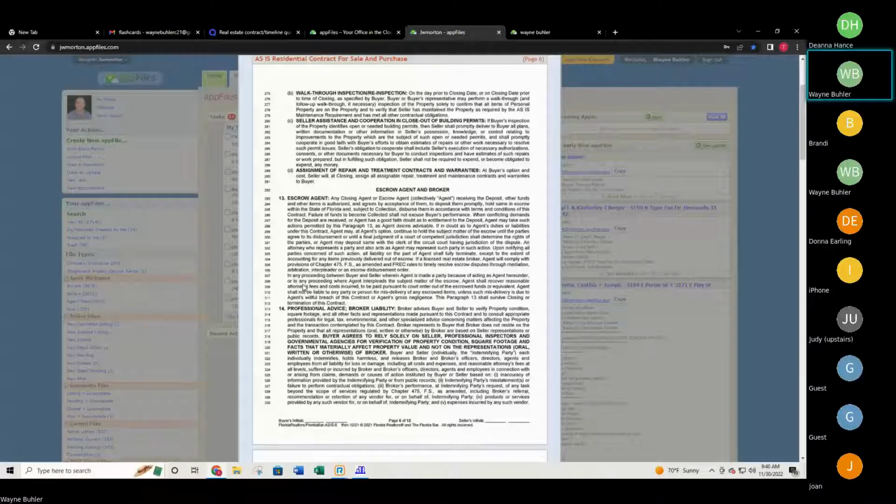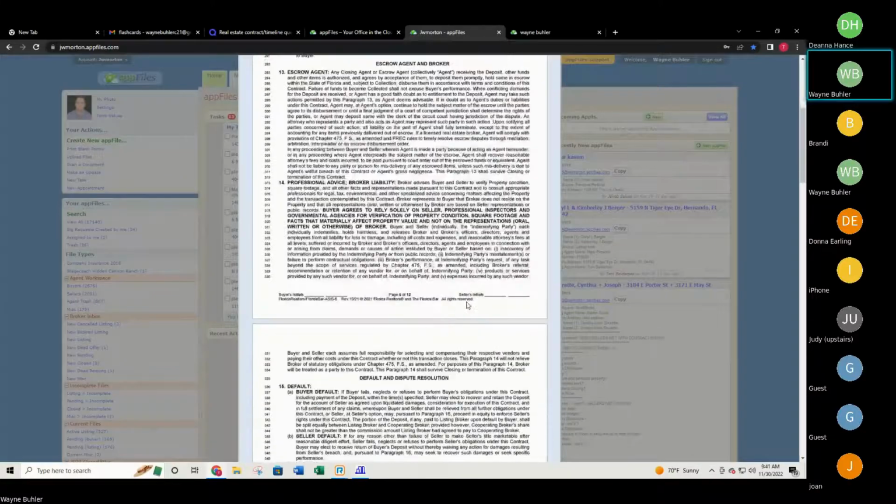Yeah. So in any proceeding between buyer and seller where an agent is made a party because of acting as an agent hereunder, or in any proceeding where agent interpleads the subject matter of the escrow, agent shall recover reasonable attorney's fees and costs incurred to be paid pursuant to court order out of the escrowed funds or equivalent. Agent shall not be liable to any party or person for misdelivery of escrowed items unless such misdelivery is due to agent's willful breach of the contract. That survives closing, and there's also another section that talks about prevailing party.